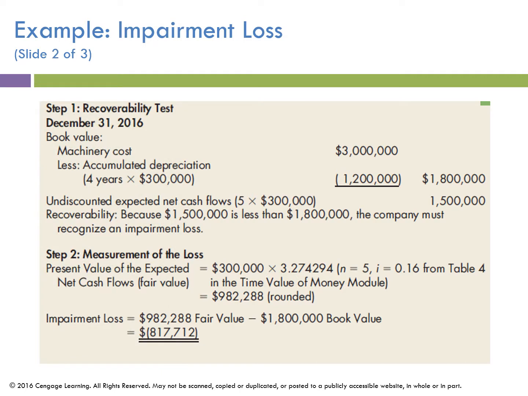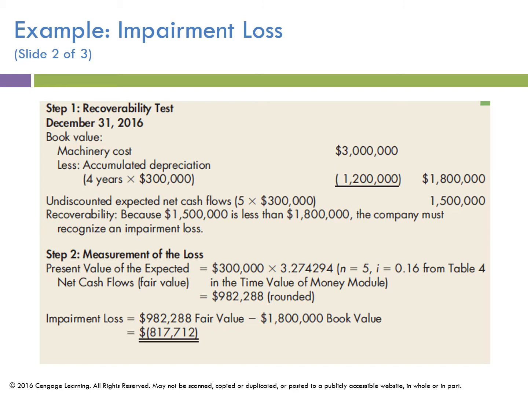First, the machine costs $3 million. They've depreciated it for 4 years at an annual depreciation amount of $300,000, which would be $1.2 million in accumulated depreciation. So the book value of the asset right now is $1.8 million. They expect to make $300,000 a year for 5 more years, or $1.5 million. Because the 1.5 is less than 1.8, there's an impairment. But how do we measure that impairment?